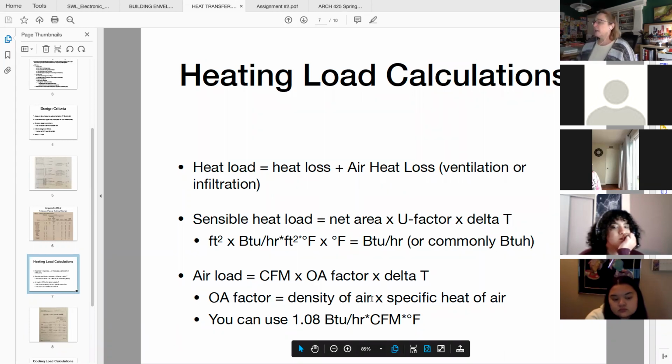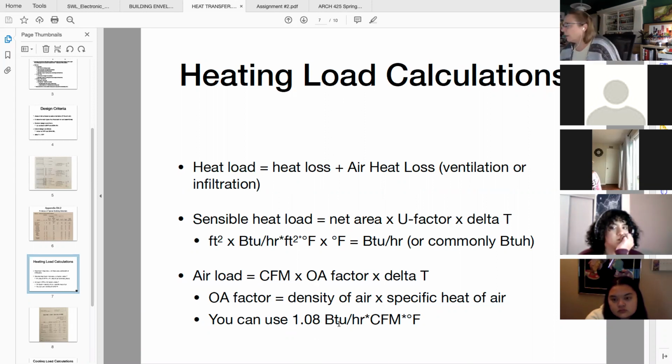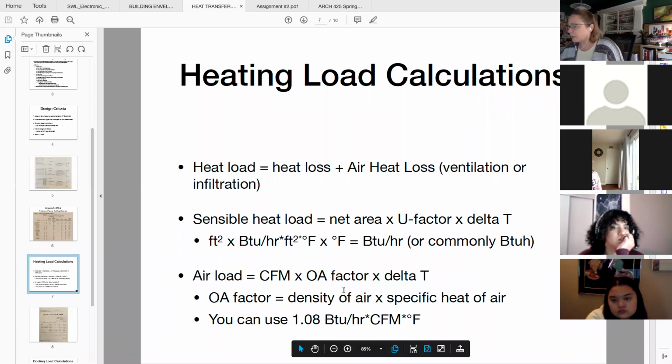The only time that this would ever change is at extremely high altitudes where the density of the air is significant enough to be a lot lighter, less dense. At higher altitudes, the air pressure is a lot less. So if you were to go practice in probably Denver, or I think Mexico City is pretty high too, the mechanical engineers there would be using a different outside air factor for calculating an air load.